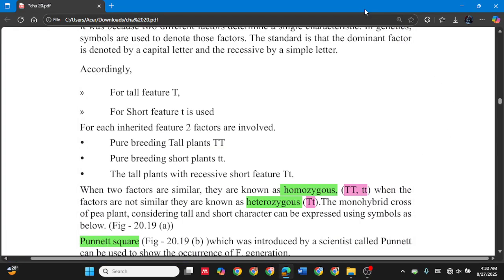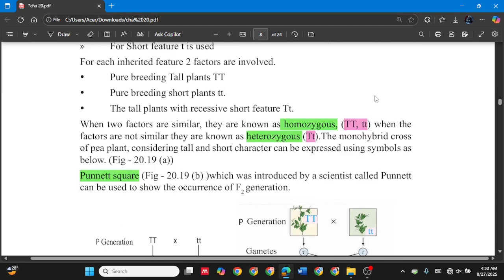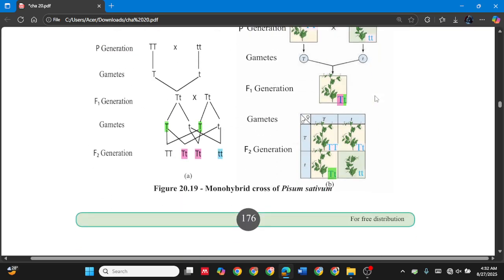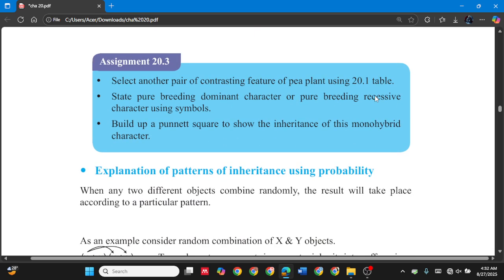Okay, we have learned up to here in the 20th lesson, and how to draw the Punnett square. Now let's move forward.